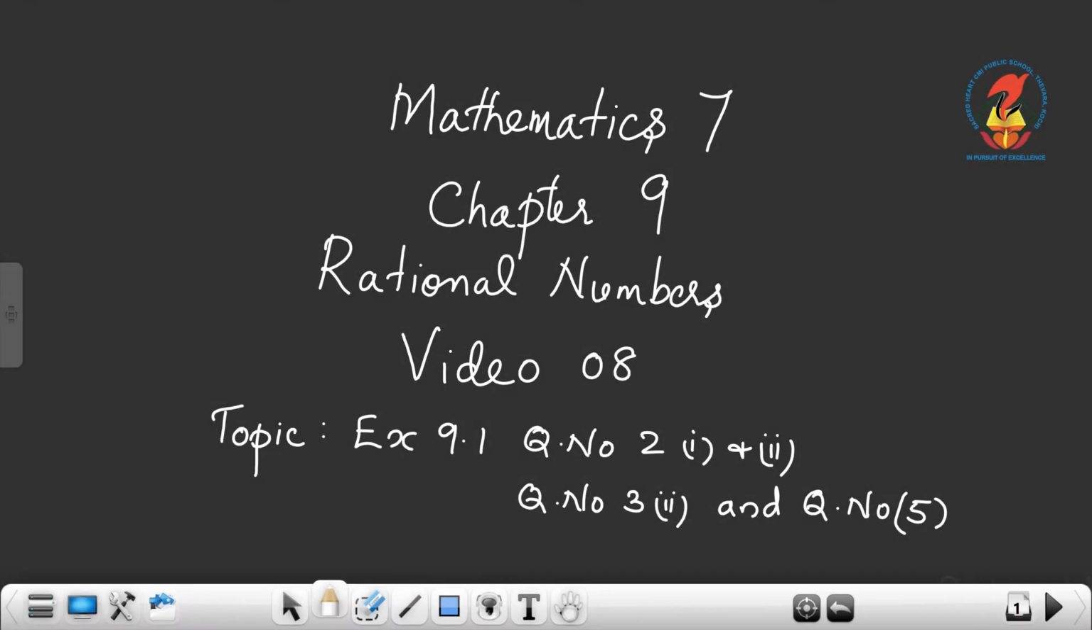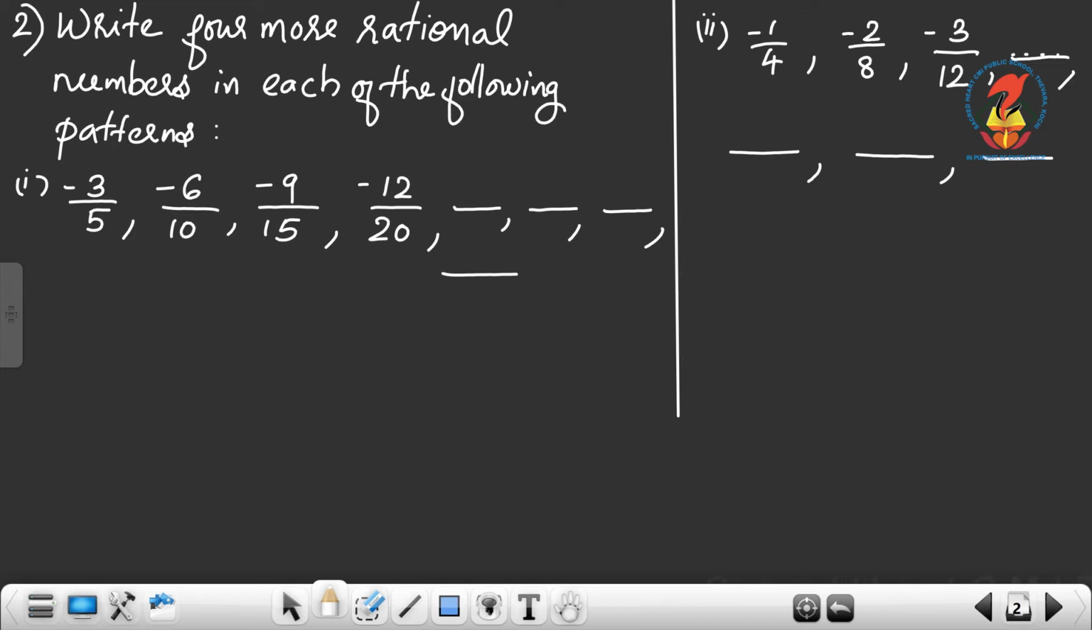We continue with exercise 9.1. Second question. Write 4 more rational numbers in each of the following patterns. We have to write 4 more rational numbers. Negative 3 by 5, negative 6 by 10, negative 9 by 15, negative 12 by 20. So which are the other 4 rational numbers?